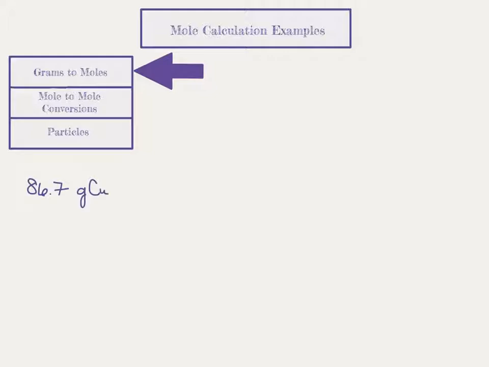Let's say our first problem says that we have 86.7 grams of copper, and our goal is to convert this copper into moles. We would take our grams and divide them by the molar mass of copper. You can find this number on the periodic table. It's equal to the average atomic mass of the copper atoms.